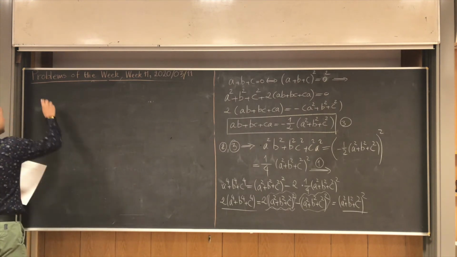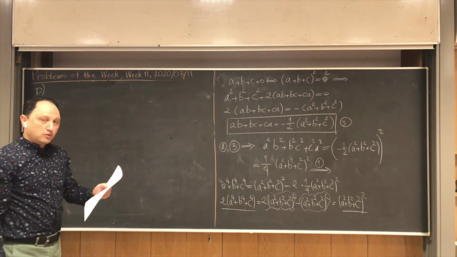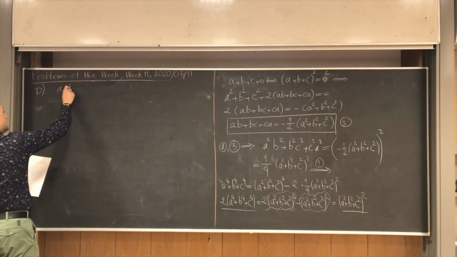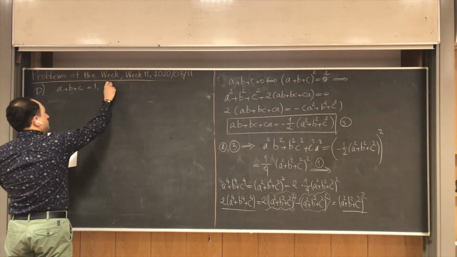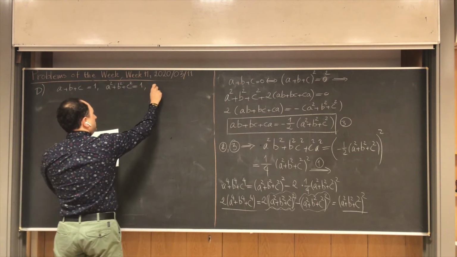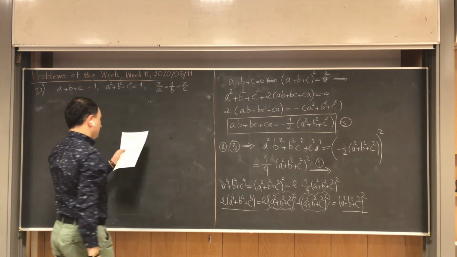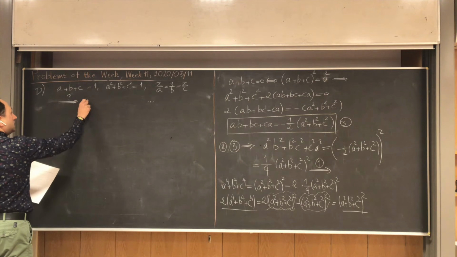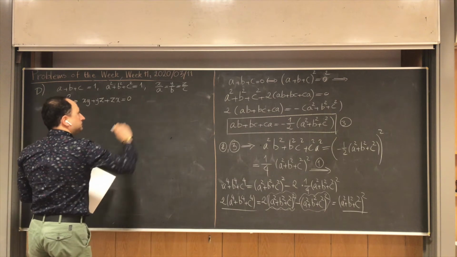The next problem is that part D. So A, B, C, X, Y, and Z are non-zero real numbers. Okay? And we have A plus B plus C is equal to 1. A squared plus B squared plus C squared is also 1. And we know that X over A is Y over B is Z over C. Then we want to show that under all these conditions, X times Y plus Y times Z plus Z times X is 0. Yes?